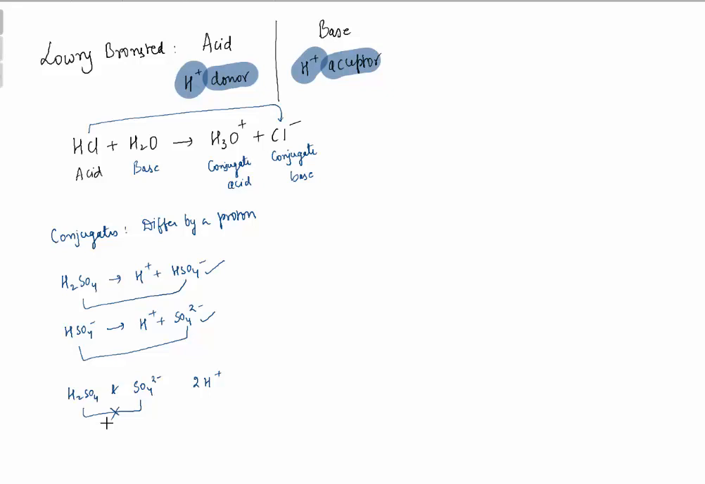Now, we have seen the acid part, the base part, and the conjugate part. This is according to Lowry-Bronsted. Once again, I am repeating, there is no difference in context of an acid with Arrhenius and Lowry-Bronsted. According to both theories, acid furnishes H plus ion in solution. According to Arrhenius, base is hydroxide donor, whereas according to Lowry-Bronsted, it is H plus acceptor.